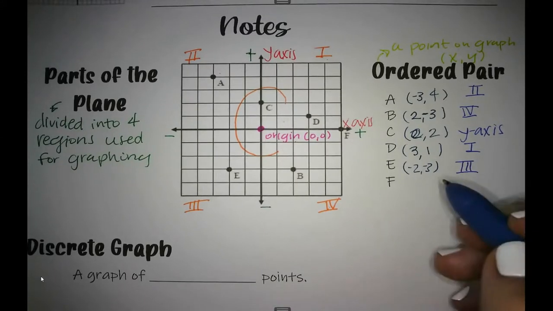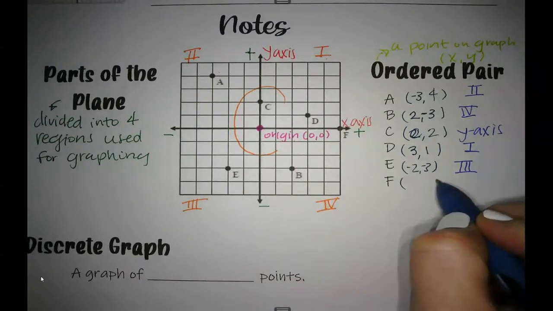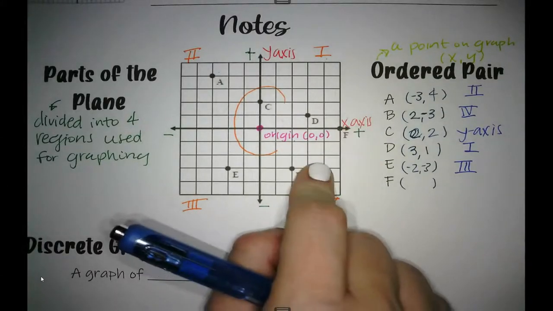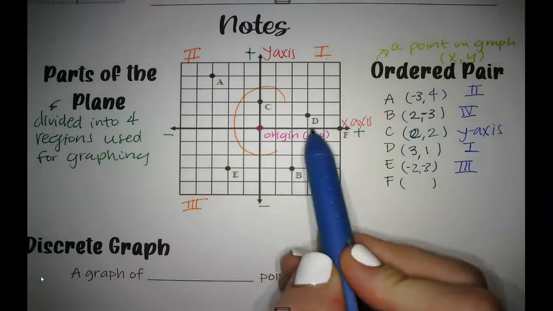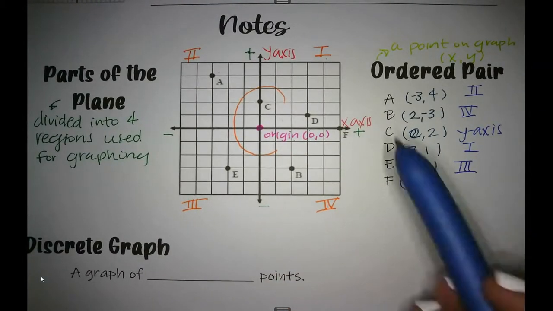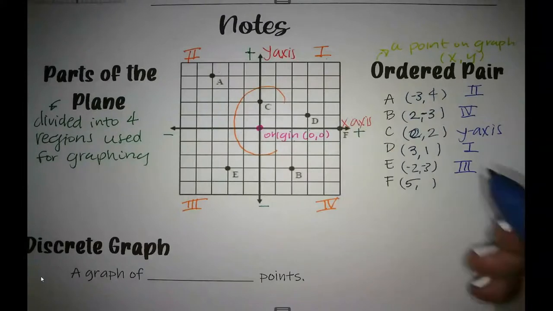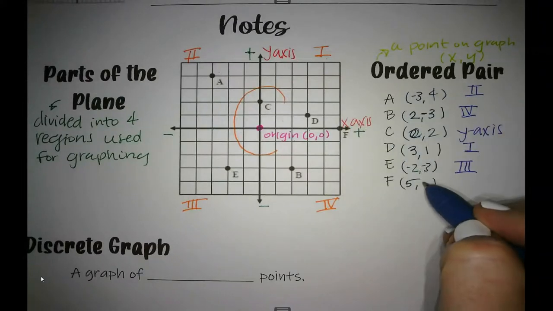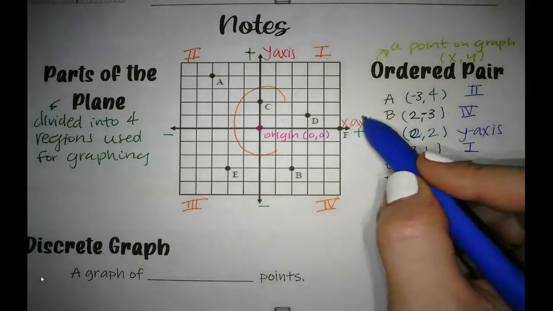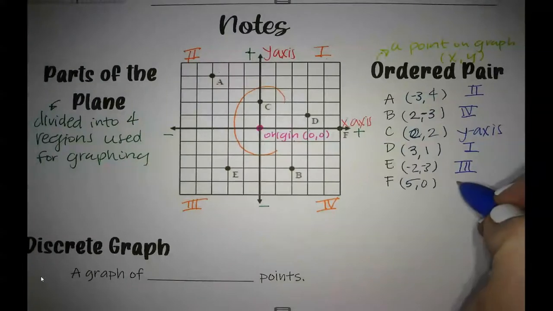All right, finally, F. And it's over here, hard to see from all my labels, but we go over to the right 1, 2, 3, 4, 5, and that's positive 5. And we don't go up or down from the origin or from the axis, so that is 0. So which quadrant is this in? It is on the x-axis, so that's what we say.